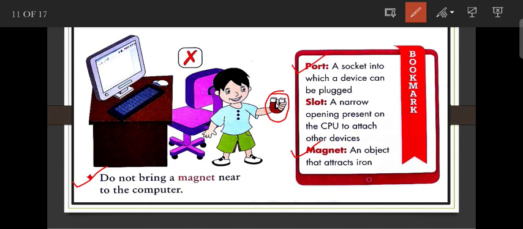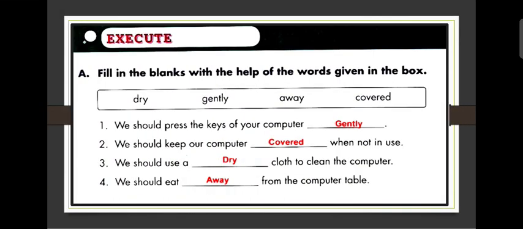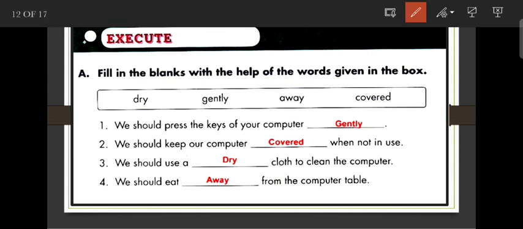Next, a port means a socket into which a device can be plugged. Next is slot: a narrow opening present on the CPU to attach other devices is called a slot. Next is the question answer part. First is fill in the blanks.